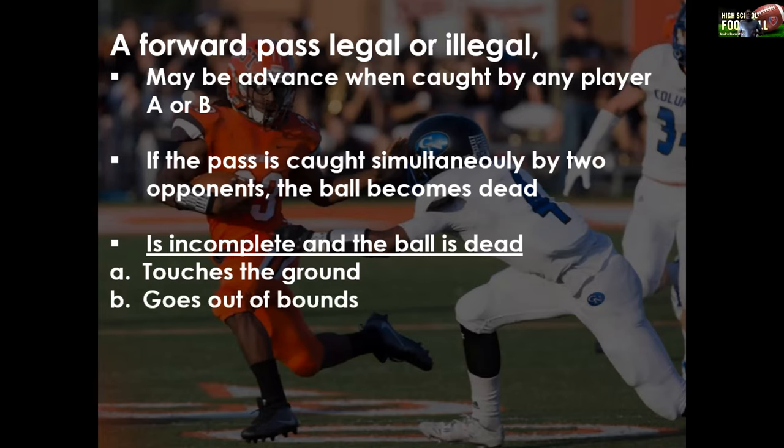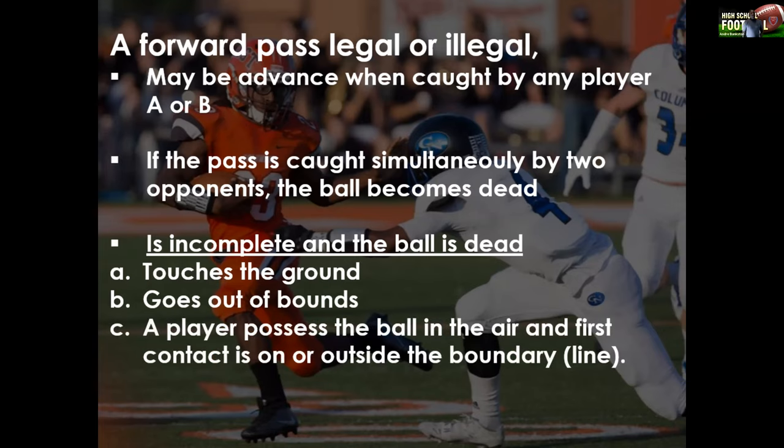All right, if it goes out of bounds, obviously that makes sense. But the rule, I've got to say it because it's in the rules. A player possesses the ball in the air and first contact is on or outside the boundary line. Obviously, that makes sense. So some of those things you should know with experience, even though you might not have been reading the rules. Those two at the bottom, all that makes sense, right?